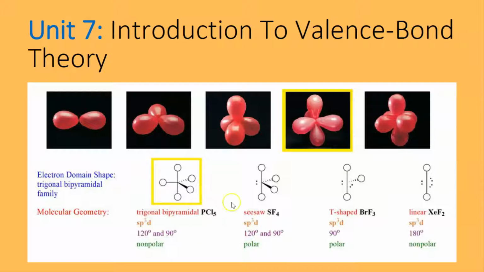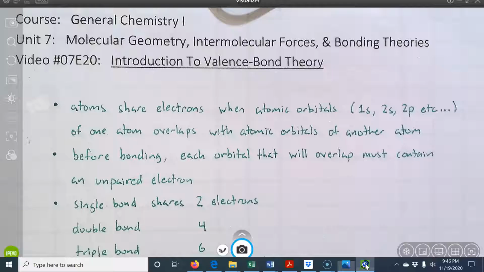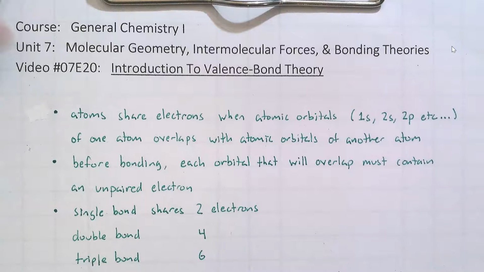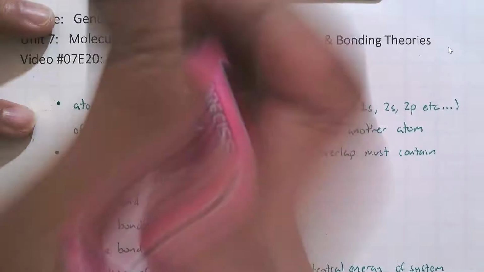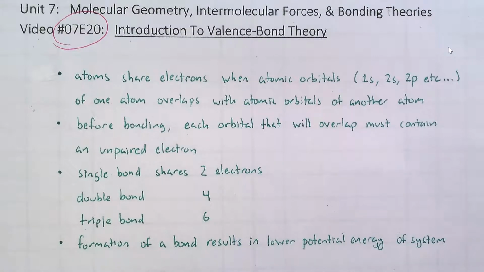The two models are called valence bond theory and molecular orbital theory. Both have their advantages, and for this video I want to introduce valence bond theory. So I already jotted down a couple of bullet points concerning valence bond theory, the first of two theories that we are going to use to explain covalent bonding.